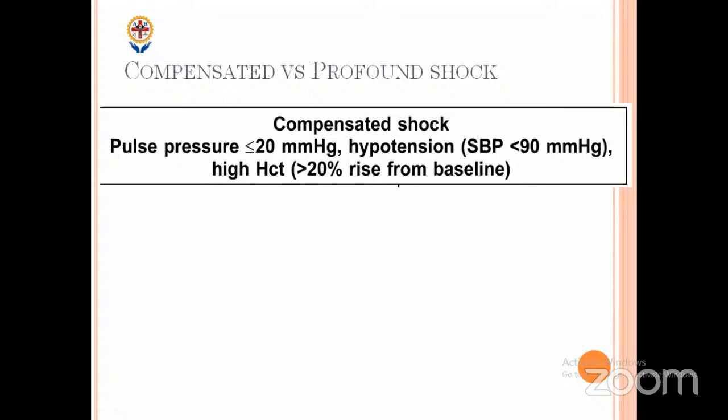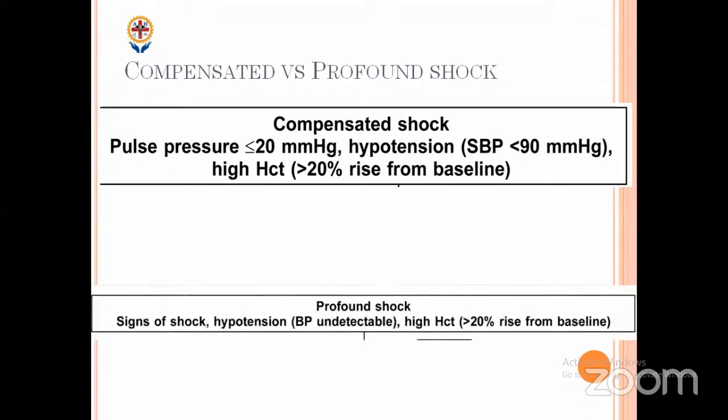The classification in dengue is compensated and profound shock, not hypotensive shock. In profound shock, you have signs of shock with undetectable BP, severe hypotension. That's the main difference between compensated and profound shock in dengue. So even with hypotension in dengue, we label them as compensated shock. But if BP is unrecordable, very low, then we label them as profound shock.